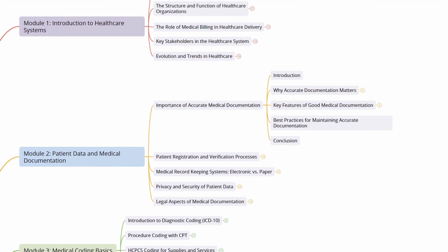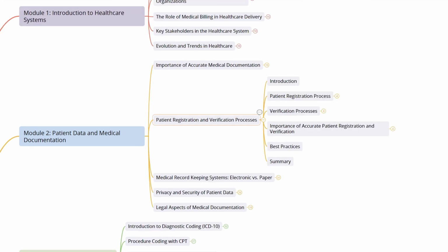Firstly, importance of accurate medical documentation. Accurate, thorough documentation forms the basis for correct coding, billing, and reimbursements. It ensures that services are correctly represented, reduces claims denials, and minimizes audit risks. Now, this section emphasizes establishing standards for documentation, quality, and consistency.